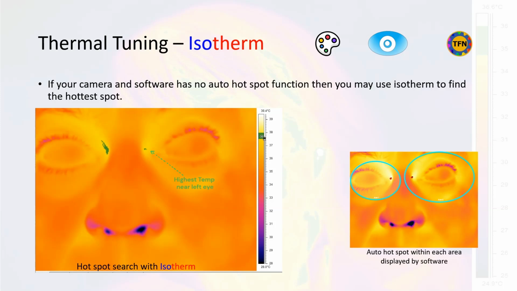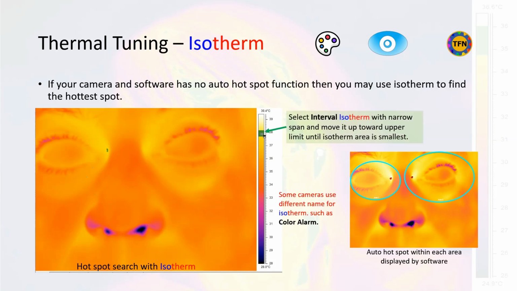Select an interval isotherm with narrow span and move it up and down on the color scale bar until isotherm area on the image is smallest. Its location is the hottest spot.